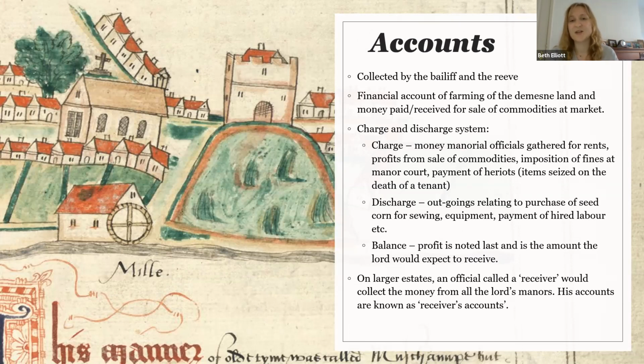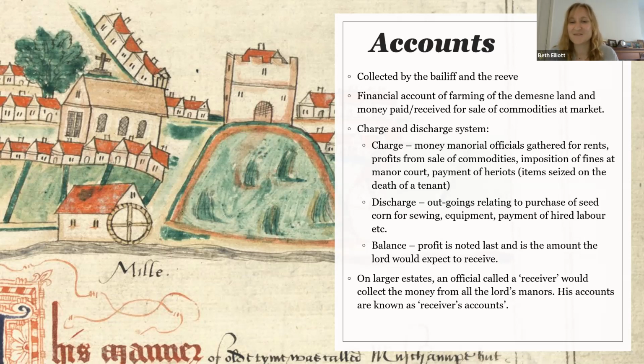You'll then find the discharges on the account, and that's the outgoings. So purchase of seed for corn sowing, equipment, payment of hired labour, and then at the bottom you get the balance. So what exactly can the lord receive? The manor lord received, so it sounded a bit different to how I meant it to.